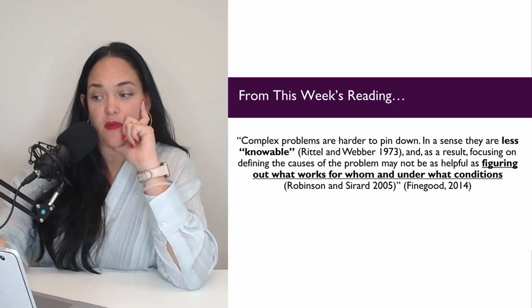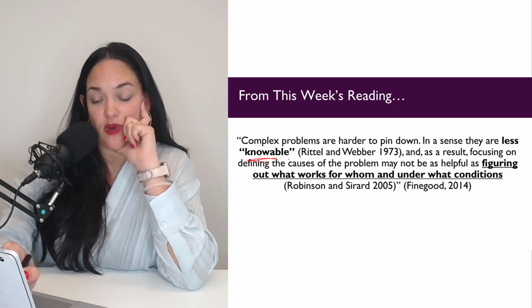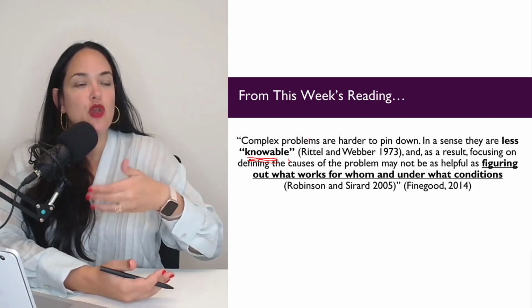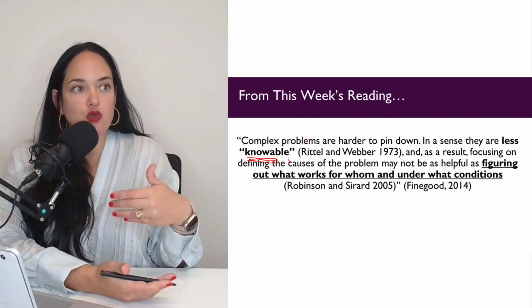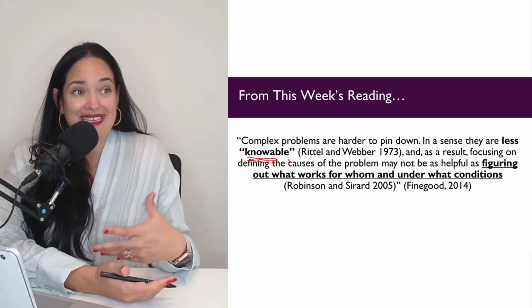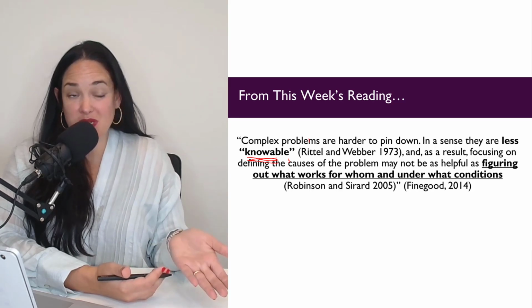Complex problems are harder to pin down. And we're going to see this in the next module as well. They are less knowable. It's less knowable what's going to reduce a person's adiposity in the long term. It's less knowable what's going to actually cause someone to quit smoking.